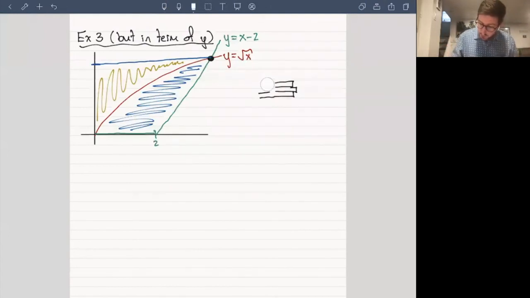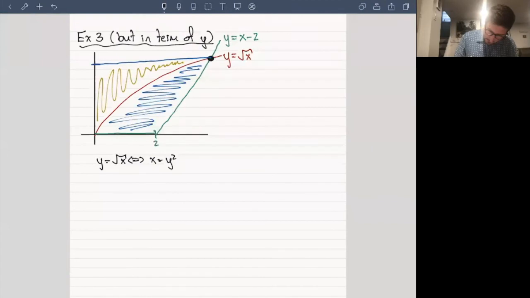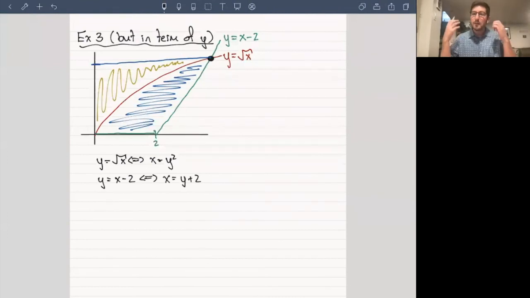So really the first step to applying this is rewriting the functions that were given as functions of x as functions of y. We're going to let y be our independent variable. So y is equal to the square root of x is the same as saying x is equal to y squared, just square both sides. Similarly, y is equal to x minus 2 is the same as saying x is equal to y plus 2. So now what I have is that if I give you a value of y, I can tell you the corresponding value of x along that curve.